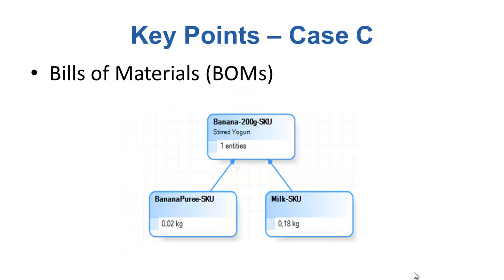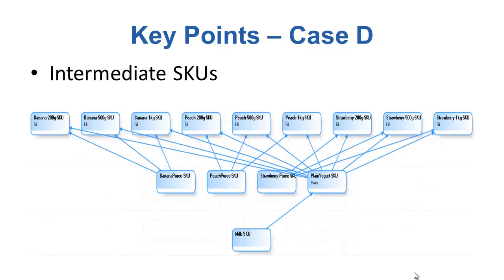Case C shows how to use bills of materials, or BOMs, to define which raw materials and intermediates are required to produce a given product SKU. These BOMs can then be linked to recipe streams to account for consumption of the materials. This case also describes how to specify variable operation durations based on SKU types, such as product type, product size, etc. Case D describes the storage and use of intermediate SKUs.